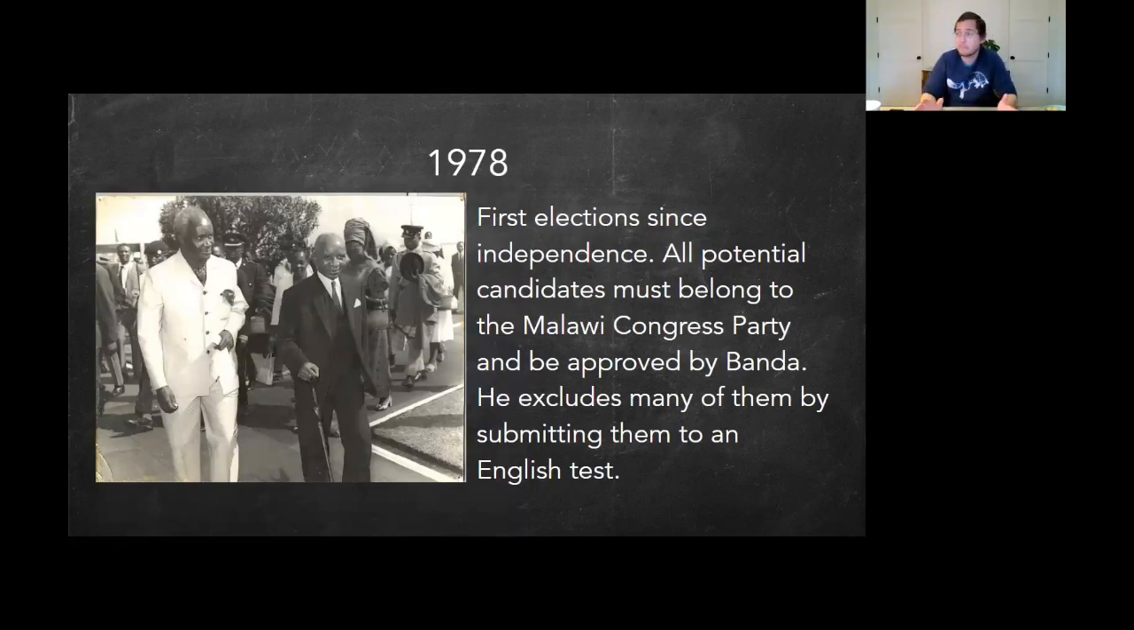They have elections, but here's the deal. All potential candidates must belong to the same party. Now, it's not the Nyasaland African Congress, now it's the Malawi Congress. That's the political party. So if you're gonna run, you need to be a part of Dr. Hastings Kamuzu Banda's party, and he has to approve you, and you are submitted to an English test. So reality is, I want you to think through and maybe discuss a little bit, right? In order to have a democracy, you have to have a free and fair election, one where there are the same requirements for everybody. It's fair, it's free, everyone can participate, for the most part.